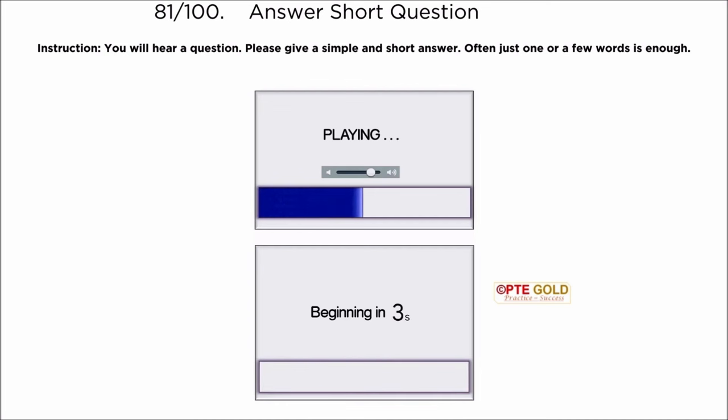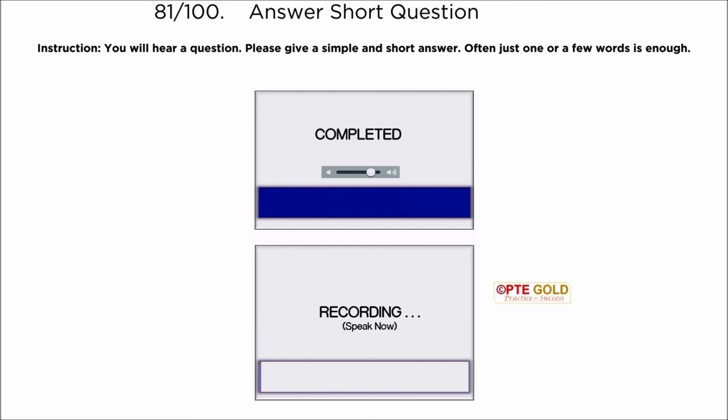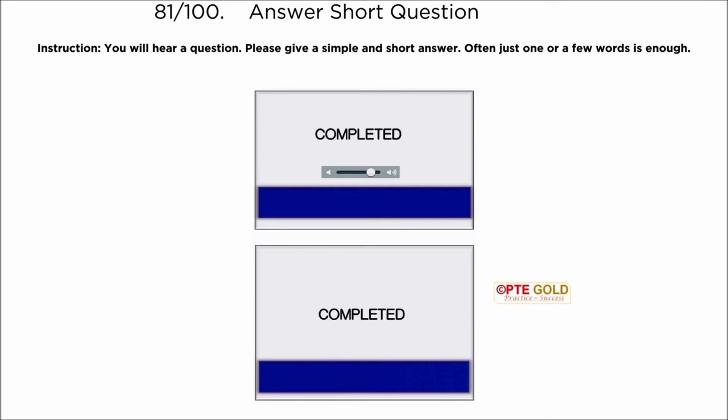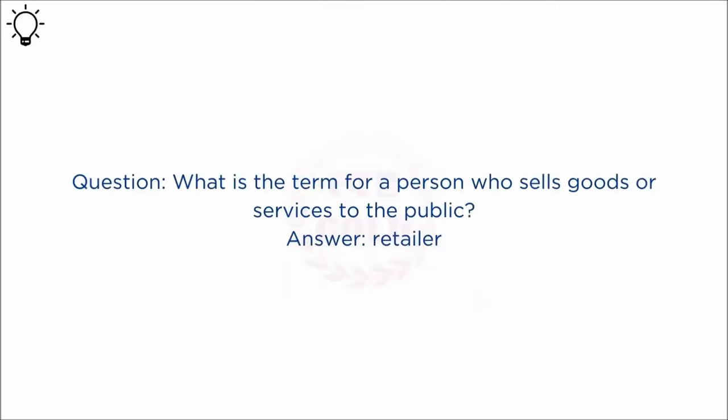What is the term for a person who sells goods or services to the public? Retailer.